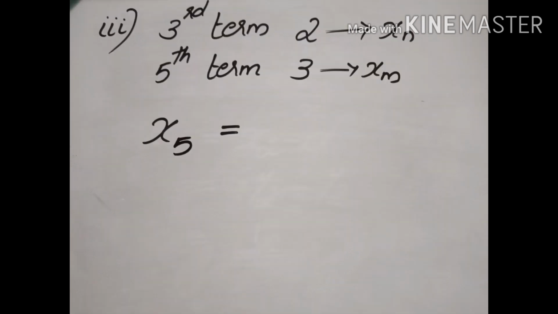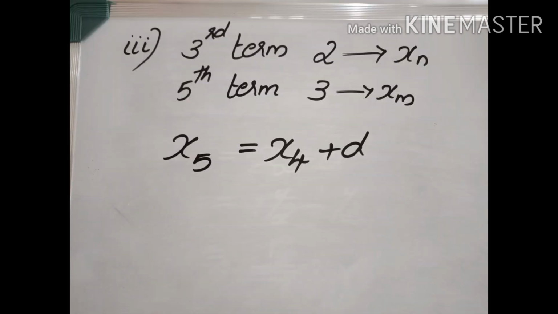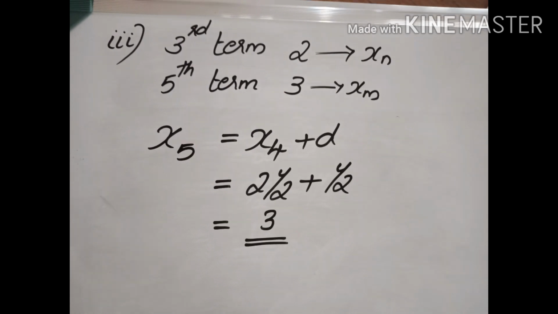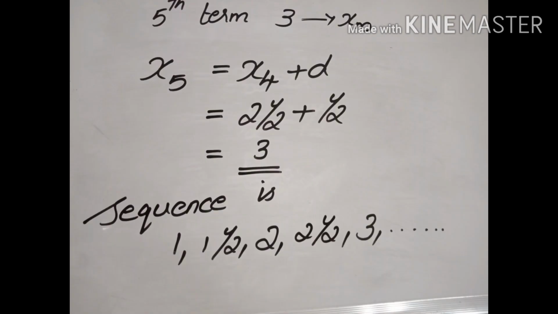Now fifth term, x5 equal to, from the fourth term we can find that. So fourth term plus common difference. So 2 and half plus half, answer equal to 3. That is the fifth term. So sequence will be 1, 1 and half, 2, 2 and half and 3, etc. So this is the first 5 terms for the third sub question.